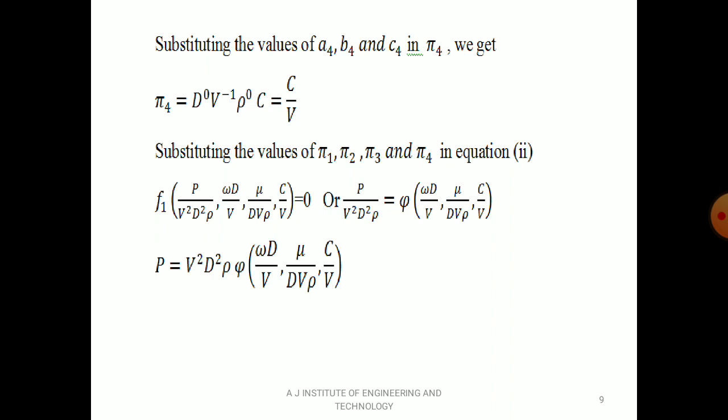But we want the expression for thrust developed by a propeller. So that is p. So I'll express pi 1 as a function of the remaining pi terms, that is pi 2, pi 3, pi 4. So p divided by v square d square rho, that is the pi 1 term, is equal to a function of omega d divided by v, mu divided by d v rho, c by v. So now I'll cross multiply v square d square rho to the right hand side. So p equal to v square d square rho, a function phi of omega d divided by v, mu divided by d v rho, c by v.